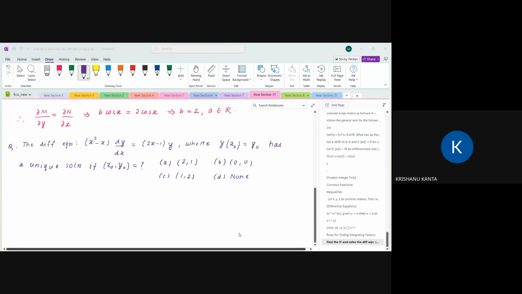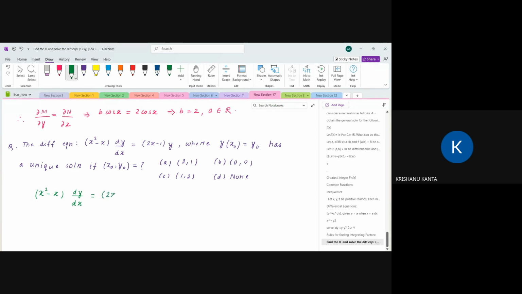We should apply separation of variables, then it will be easy. Yes. So how are we going to proceed with that? Just (2x minus 1) by (x squared minus x) dx, and dy by y will be on the left side, and then we will take x squared minus x equal to z. So differentiating it, it will be (2x minus 1) dx equals dz.